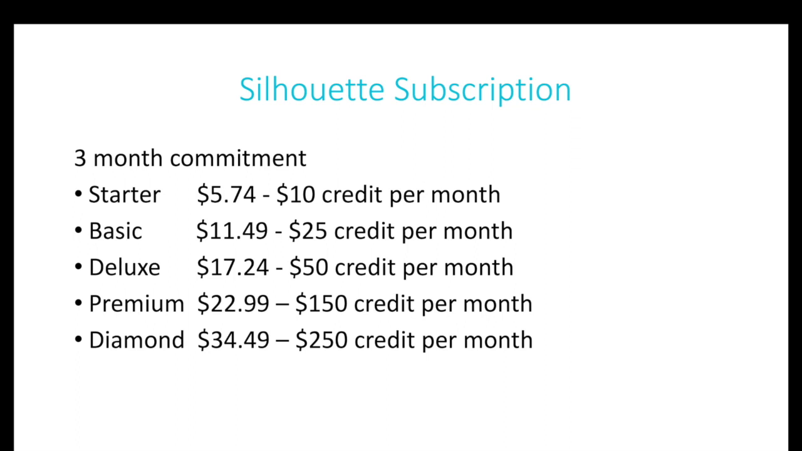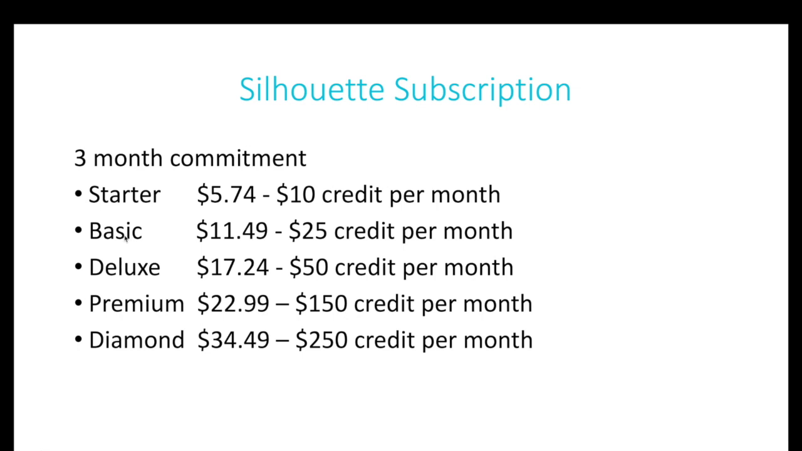So let me make sure I'm clear on that. If you pick the 3-month commitment, which is here, these are the different levels of the subscription that you can get: a starter, a basic, a deluxe, a premium, and a diamond. Your starter package is going to be $5.74 per month. With that, you're getting a $10 credit per month. What that means is you're going to pay a little bit under $6, but you're going to get $10 worth of credit to go in the Silhouette Design Store and purchase up to $10 worth of designs.